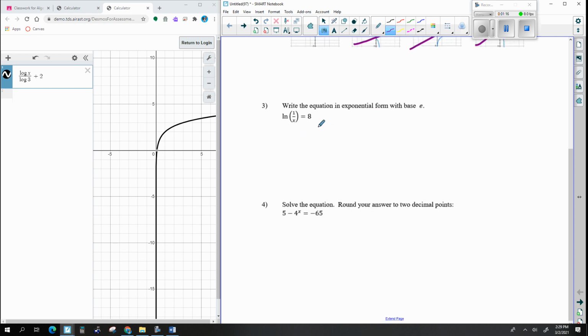Write this in exponential form. Okay, so the way to get rid of an ln is to take it to an e power. So whatever I do to one side, I take it to the other. So this is going to be 1 over x is equal to e to the 8.